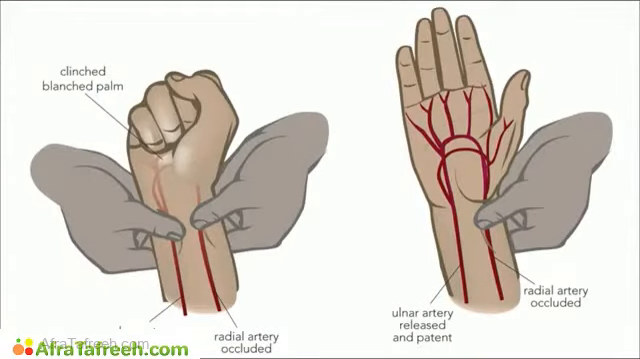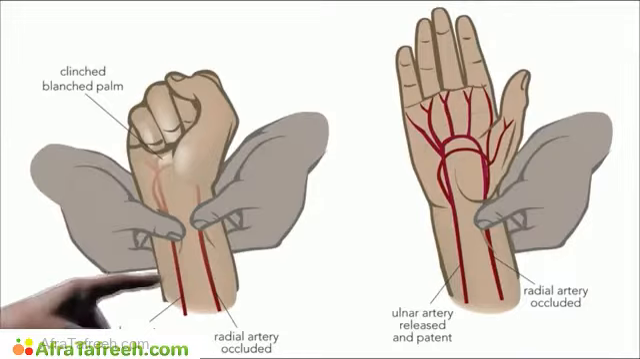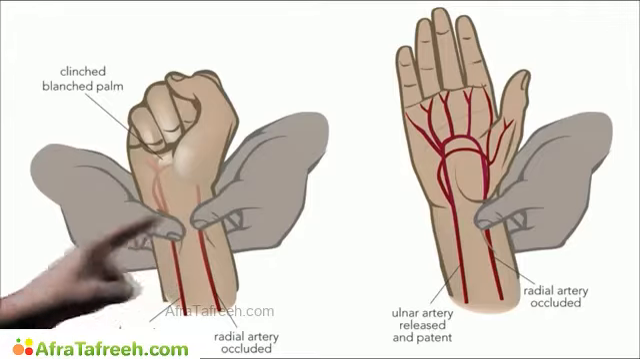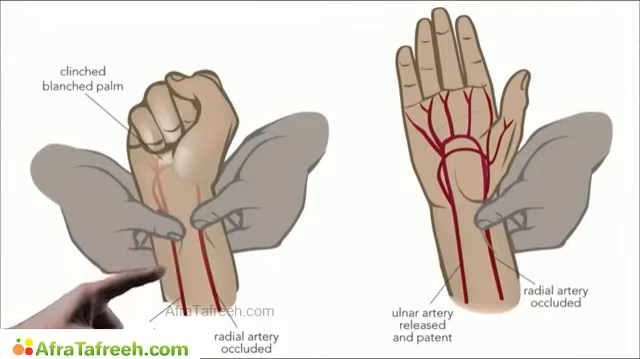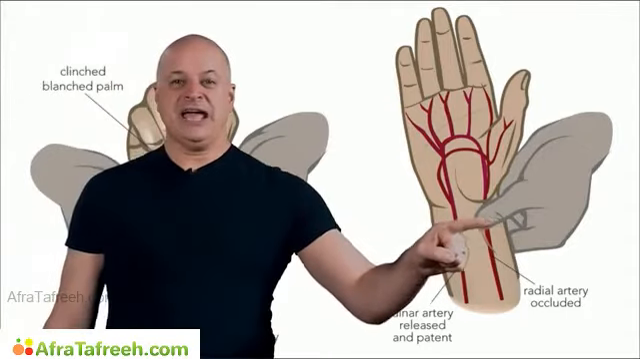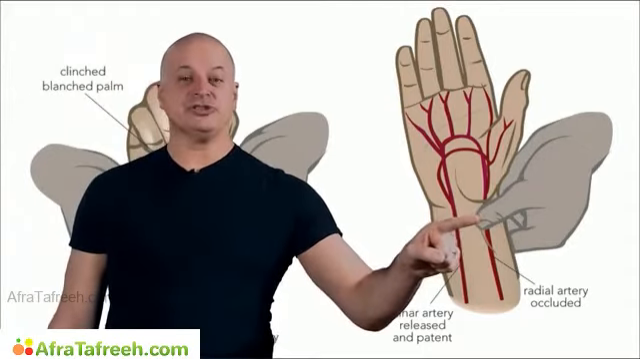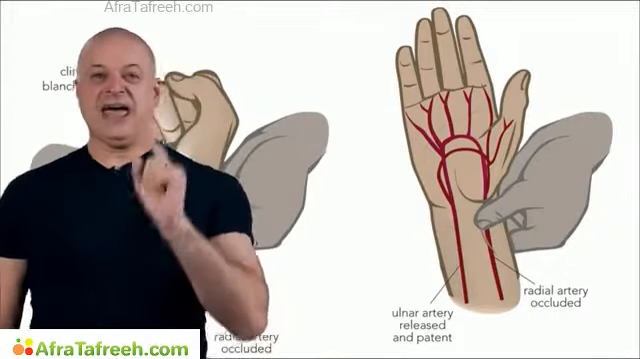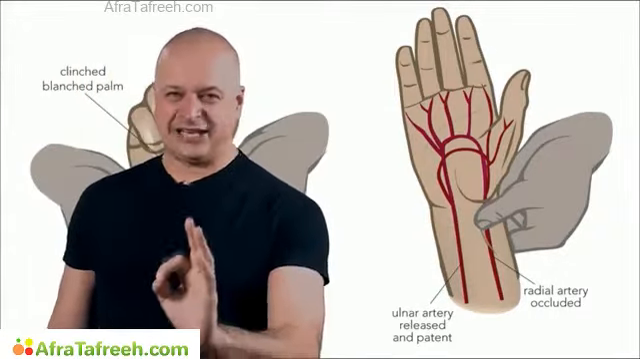What we see here is a picture of the Allen test. On the left-hand side of the picture, we're occluding both the radial and the ulnar, occluding both of them. And then what we're doing is we're going to release one side and see, does the hand stay perfused by just releasing the ulnar artery? That's how you test vascular flow.